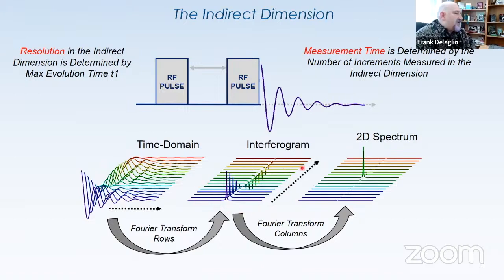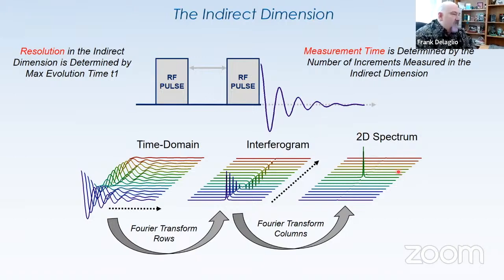And then we Fourier transform all the columns of this interferogram to generate a two-dimensional spectrum. And what you can see in the interferogram is that each one of these 1D slices has the same signal in it, but that signal is modulated in intensity across the experiment. So it looks like a time domain signal in this indirect dimension, so that when we Fourier transform it, we get a spectral signal in that dimension too.